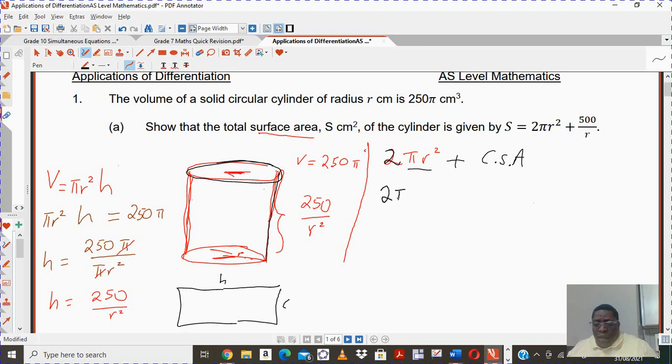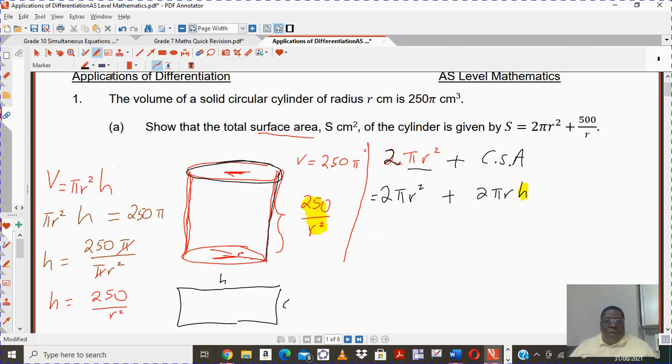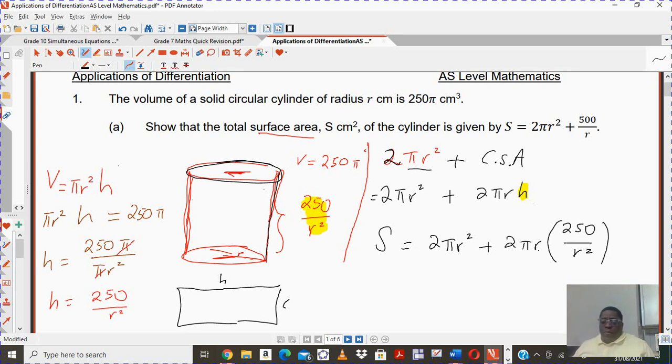So it's 2 pi r squared plus 2 pi r h. But we also know that from our previous work, our value of h has been replaced by 250 upon r squared. So that means our formula is nothing but 2 pi r squared plus 2 pi r times our height, and our height is 250 upon r squared. So we're not really entirely done.